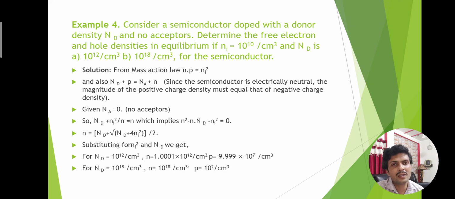So from this we get a quadratic equation in small n, and we can simplify it to find the value of small n if Nd equals 10 to the power 12. Once we get the electron concentration, the mass action law provides the remaining part, that is the hole concentration. So for Nd equal to 10 to the power 18 per centimeter cube, small n is 10 to the power 18 per centimeter cube, and now p is equal to 10 to the power 2 per centimeter cube.